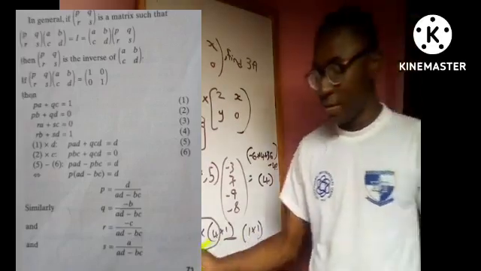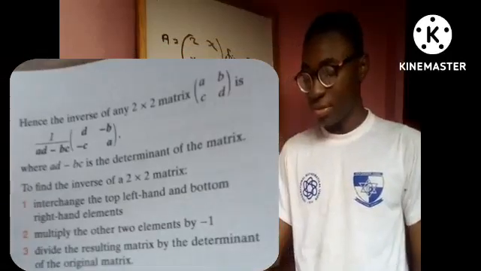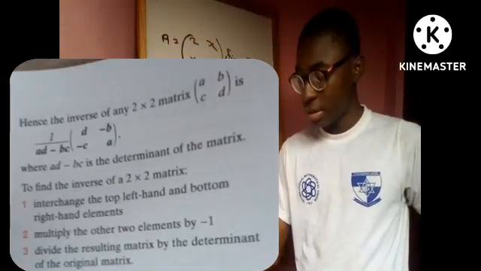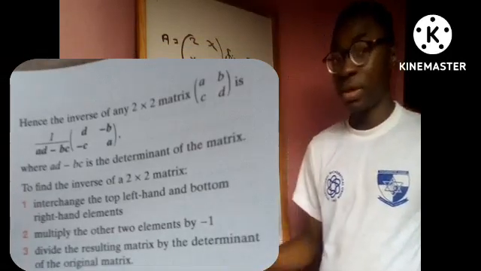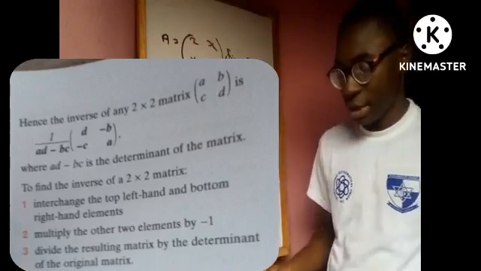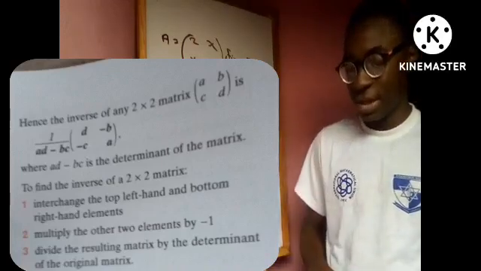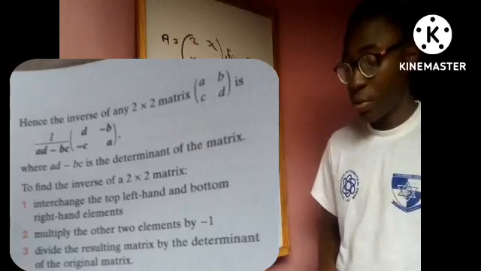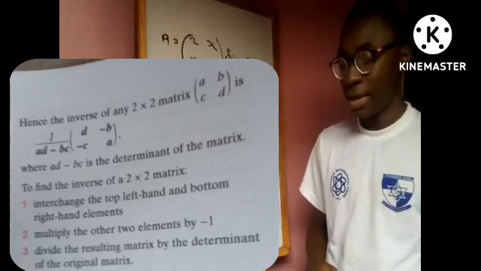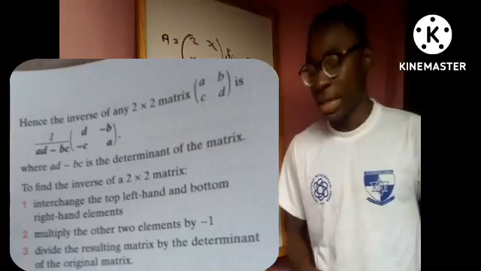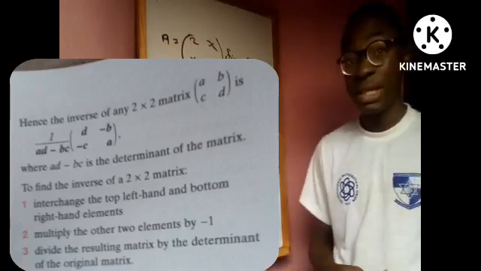You represent the inverse of any matrix as the new matrix, and this new matrix is represented as what you can see on the screen. So that is how you represent the inverse of a matrix. That's 1 over AD minus BC, open bracket, D, minus C, minus B, A. So that's the inverse of any matrix ABCD.